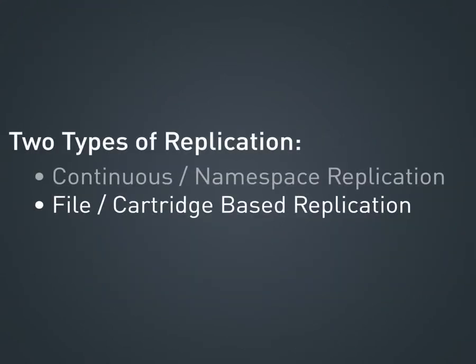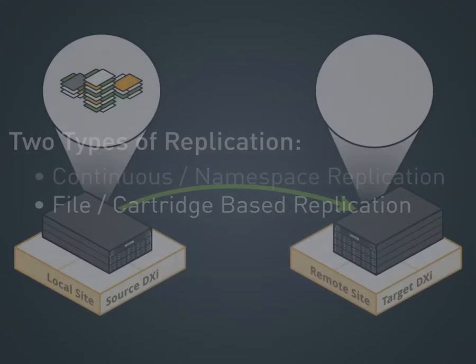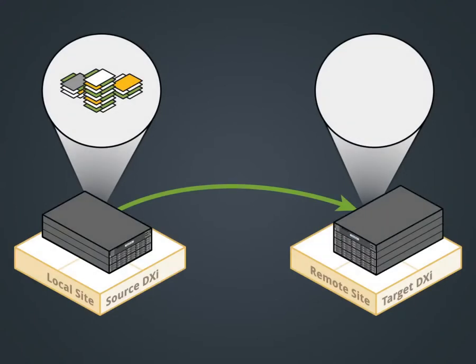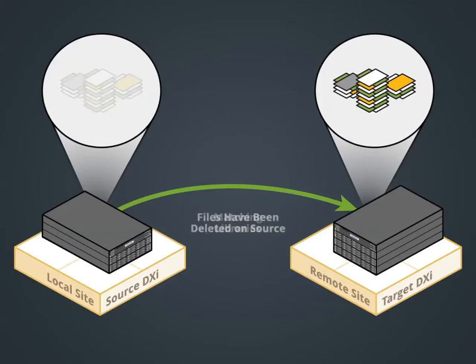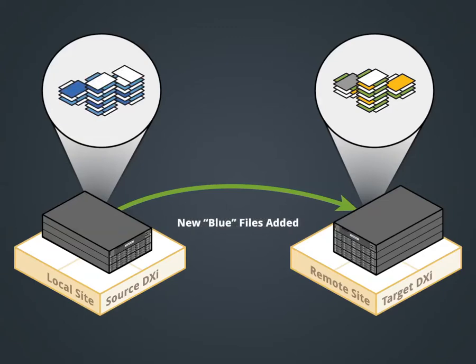Now let's go over file cartridge-based replication. File and file cartridge-based applies to NAS shares, and cartridge applies to VTL partitions. With file cartridge-based replication, replication and recovery occur automatically after a cartridge is unmounted in a VTL partition, or after a file is closed in a CIFS share, or after a certain period of time in an NFS share. The key is that this occurs automatically, meaning no manual intervention or scheduling is needed. If files are deleted on the source DXi system, they will automatically be removed on the target DXi system as well.